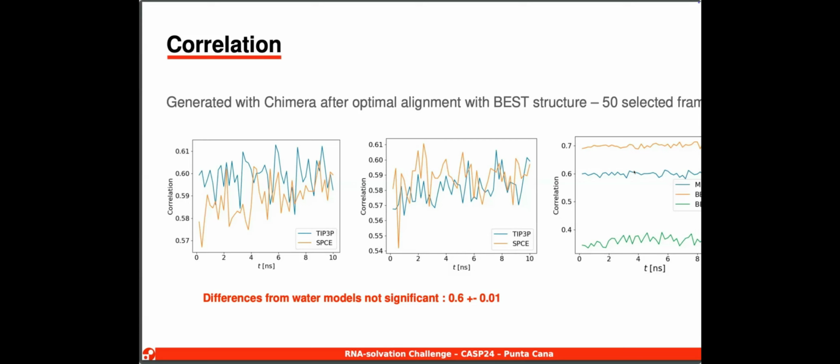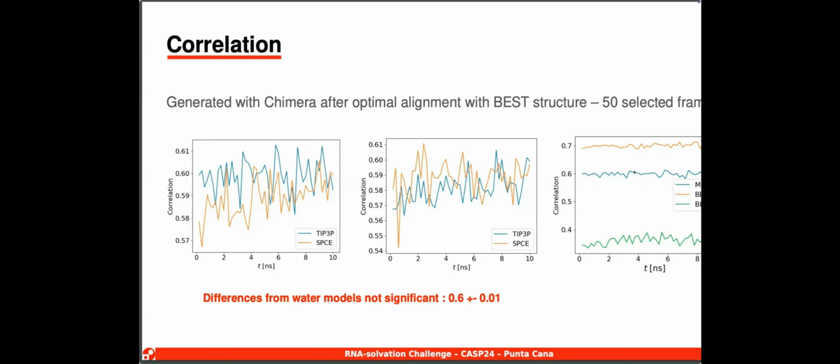So we selected 50 frames and calculated the correlation after an optimal alignment with the best structure that we had. So we helped Chimera to make the local alignment properly by previously aligning it with the best, or the target, structure, basically. So that's the best we could do.